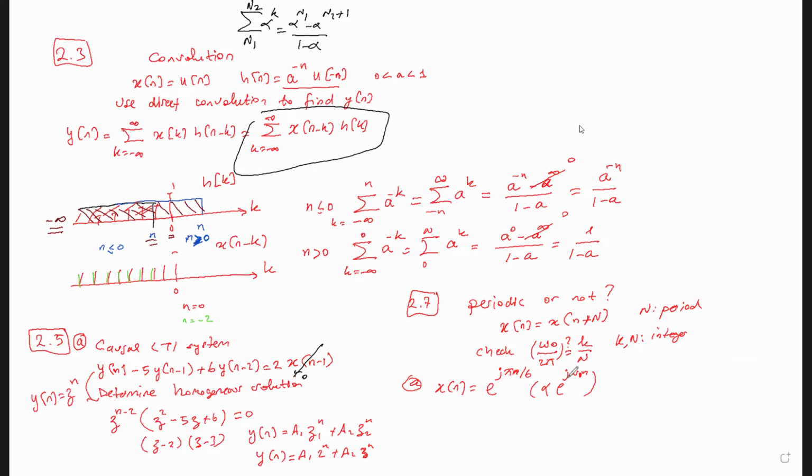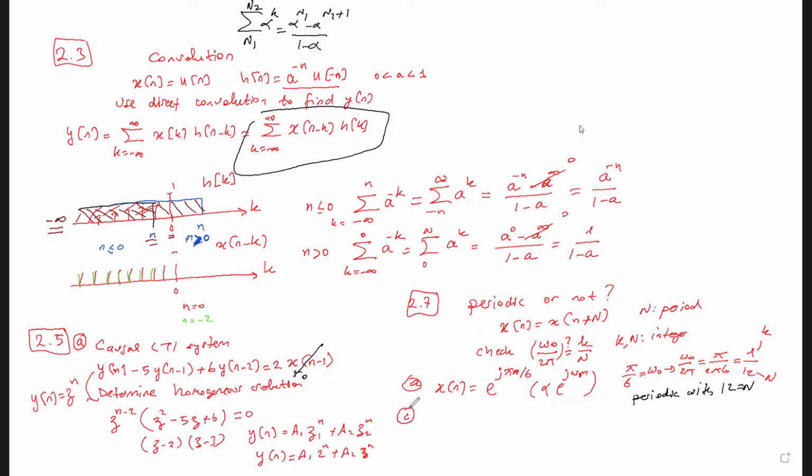Now let's see, pi over 6 is my omega 0. So omega 0 over 2 pi is going to be pi over 2 pi times 6, which is 1 over 12. So this is my k, this is my n. So the period is 12, so that's a periodic sequence, with period 12.